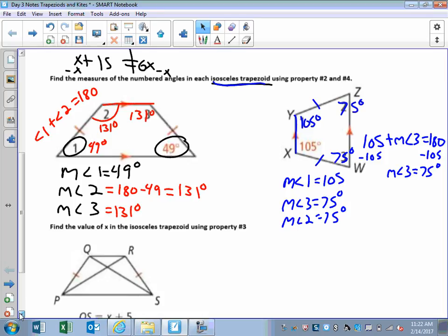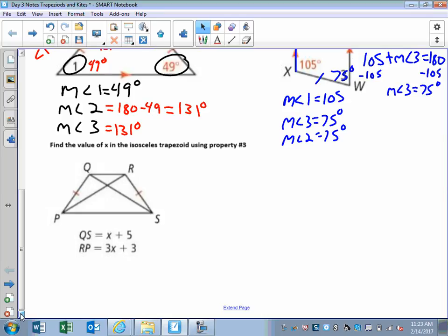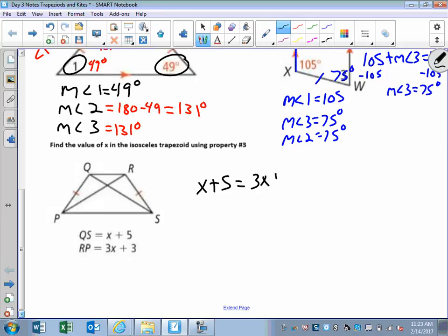So that's how you find the angles of an isosceles trapezoid. If you scroll down, now we're talking about the diagonals. Okay. Now, one thing we know about the diagonals of an isosceles trapezoid is that they're congruent. That's one of the properties. So we're just going to set them equal to each other. So we got x plus 5, that's QS, is equal to 3x plus 3, that's RP. And then we can just solve.